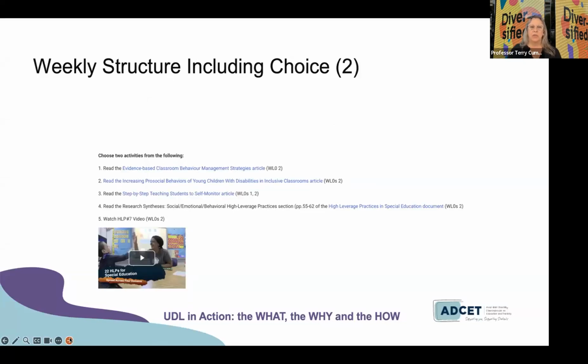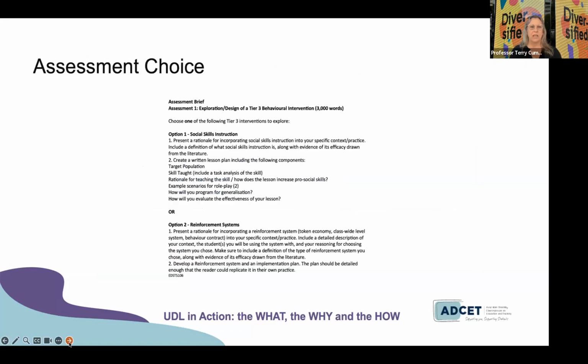Then I give them a choice. Choose 2 activities from the following. Some of them are reading, some of them are watching videos. And if you look after each one, I have the weekly learning outcomes listed. So basically, it's a choose your own adventure. In order to meet all the learning outcomes, you have to make sure that you're picking the right things.